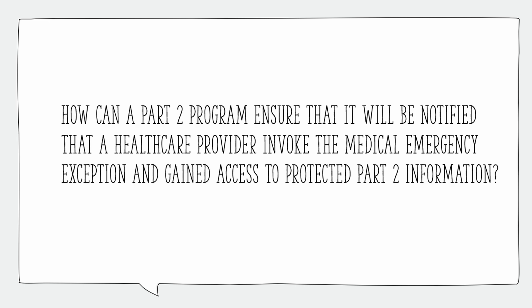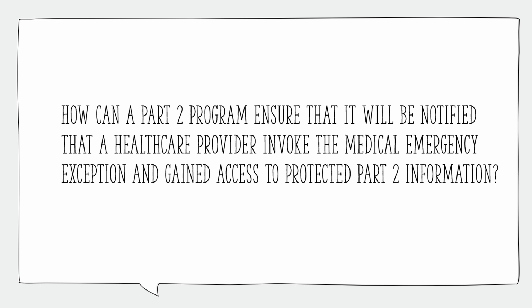So how can a Part 2 program ensure that it's going to be notified that a healthcare provider invoked the medical emergency exception and gained access to protected Part 2 information? That's a great question. So the Part 2 regulations at 42 CFR 2.51 actually specify that when a disclosure is made in connection with a medical emergency, the Part 2 program must document in the patient's record the name and the affiliation of the recipient of the information, the name of the individual making the disclosure, the date and the time of the disclosure, and the nature of the emergency. All of that has to be documented.